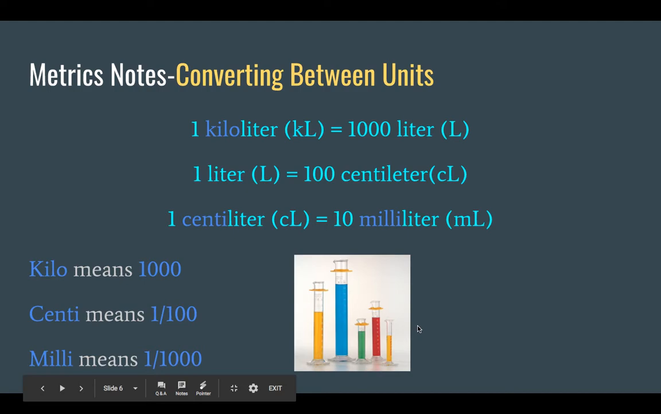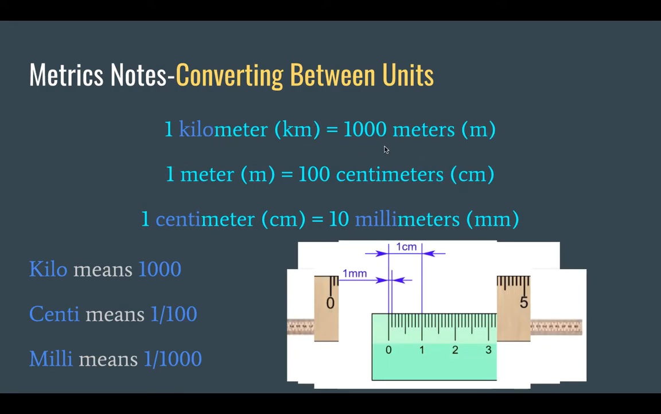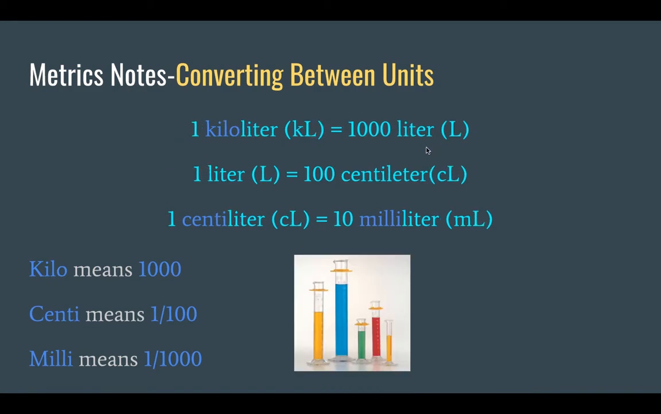So what's nice about the metric system is no matter what the unit is, if it's meters, liters, or grams, it's still the same conversion. So if we have 1 kiloliter, it's 1,000 liters. So if we look back, kilometer, 1,000 meters, same thing. 1 liter is 100 centiliters. I spelled that wrong, but sorry about that. 1 centiliter is equal to 10 milliliters. In our class, we're going to be using the graduated cylinder, and it's measured in milliliters, so we'll be most familiar with that.